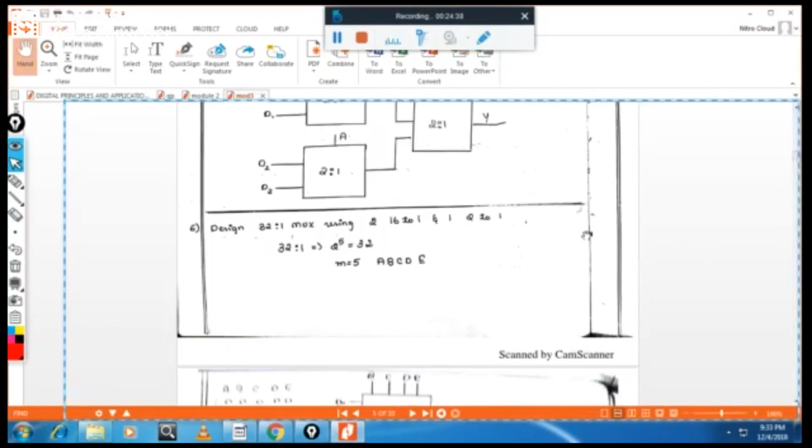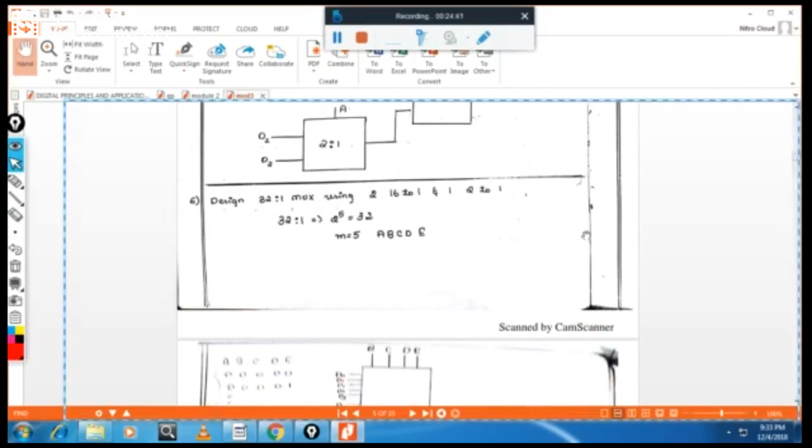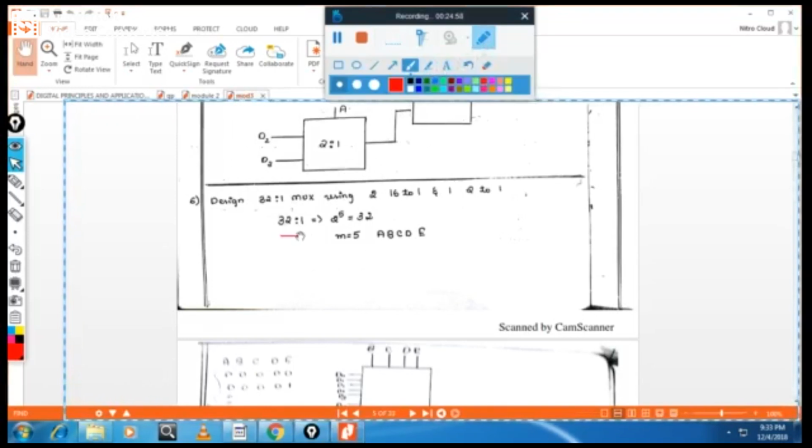So now design. Next one is 32:1 mux using two numbers of 16:1 multiplexer and one number of 2:1 multiplexer. Very, very important. Now you see here, to design 32:1, 2 raised to power 5, so 5 control signals are required. Which ones? A, B, C, D, E. 5 control lines are required.